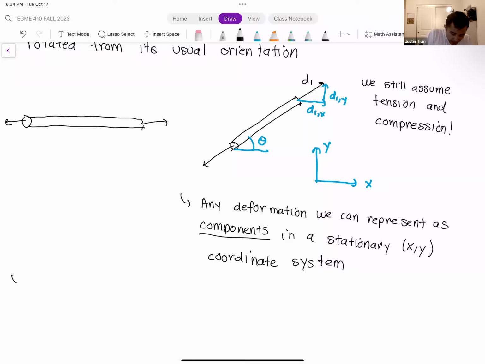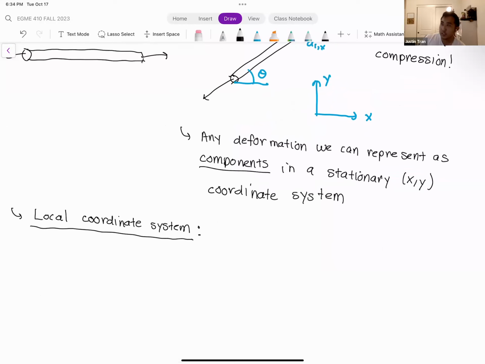And so let me give you a couple definitions here. Let me first define the local coordinate system, or the local reference frame. Both are synonymous, or at least I use them synonymously. And so the local coordinate system is a coordinate system that's attached to a particular element and rotates as the element rotates as well.